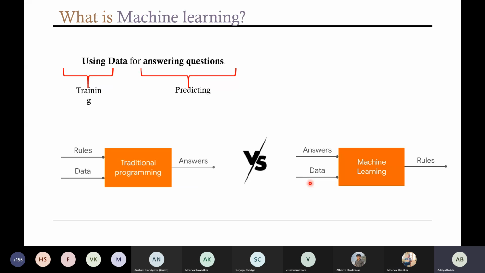So now what is machine learning? Before we move into this, I just want everyone to take a question: can anyone just Google it, when was the term machine learning coined?